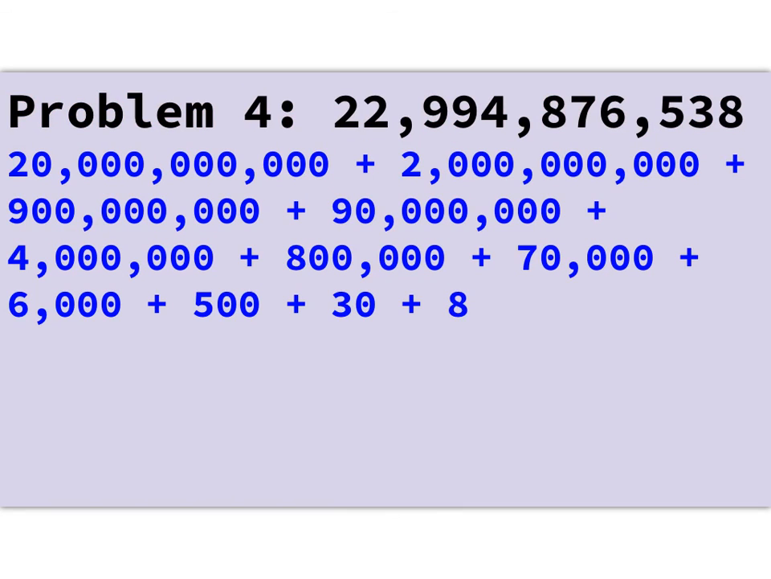And all of the answers are provided for you. I did not read these last numbers, but problem 4, 22,994,876,538. I said this with no and because there's no decimal point shown at the end of the number. So this is your expanded form, and this concludes the lesson for today.